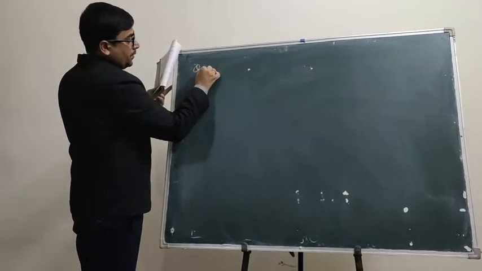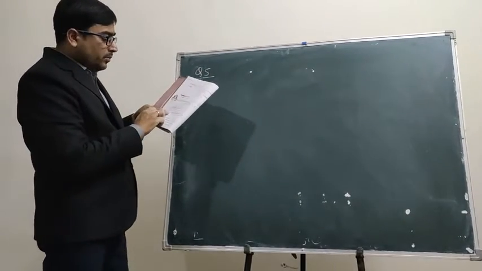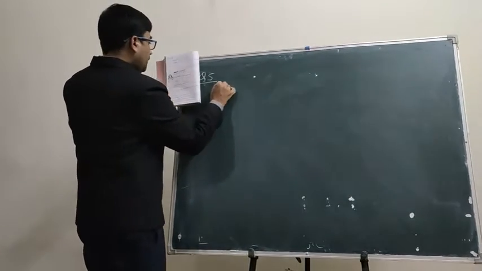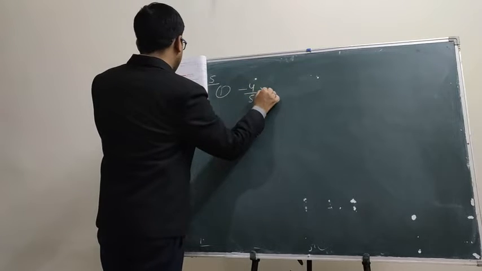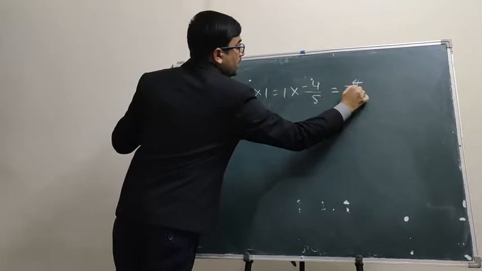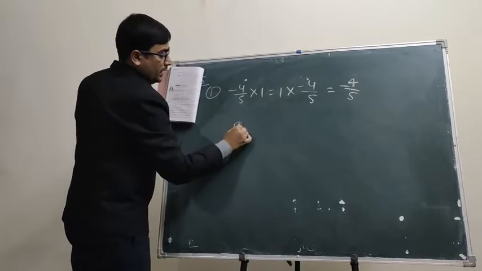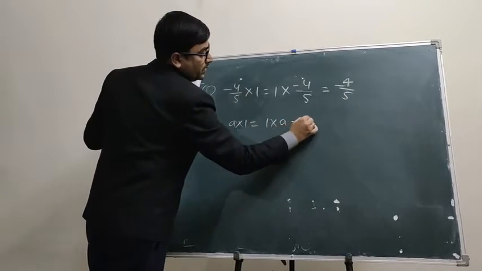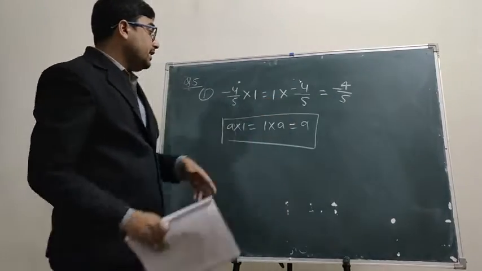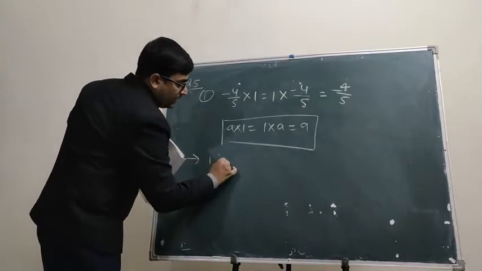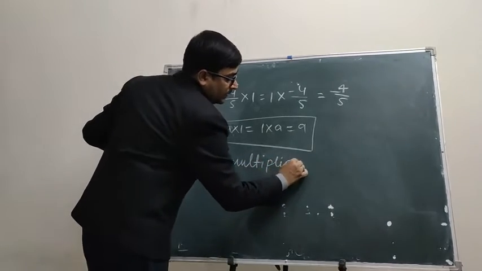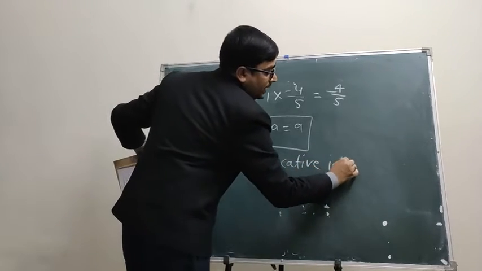Question number 5. Name the property under multiplication used in each of the following. First question: minus 4 by 5 into 1 is equal to 1 into minus 4 by 5, which is equal to minus 4 by 5. We have already learned a into 1 is equal to 1 into a, which always gives a. Which property is this? Here 1 is the multiplicative identity.